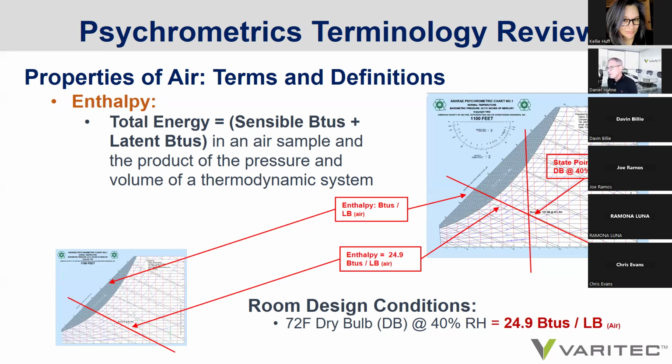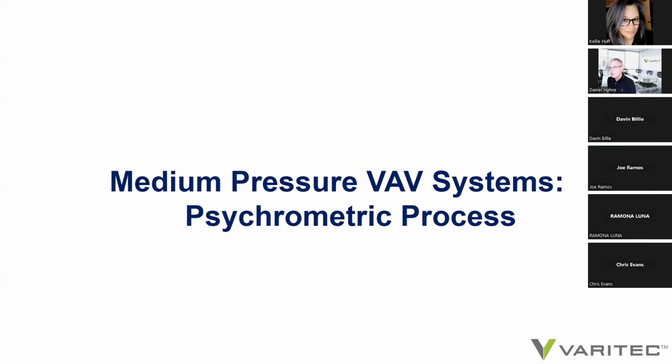In this sample of air, we notice that there are 24.9 BTUs within 1 pound of air at 72 degrees and 40% RH. So this is how you can determine how much energy is present in a sample of air, and how much energy needs to be moved if you want to go from one state point of air to another state point of air to maintain building set point conditions.